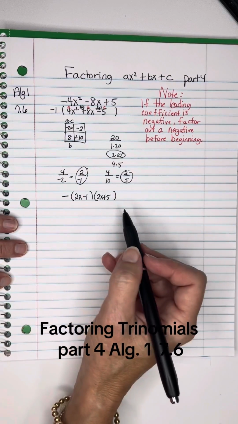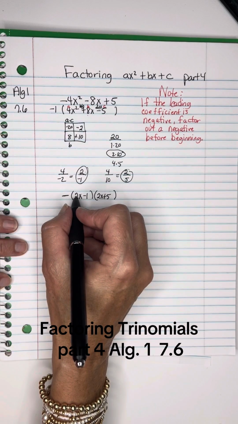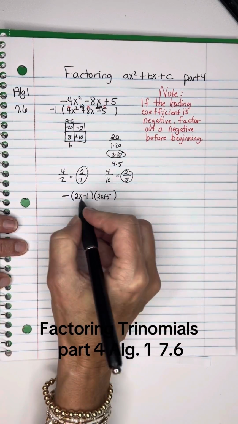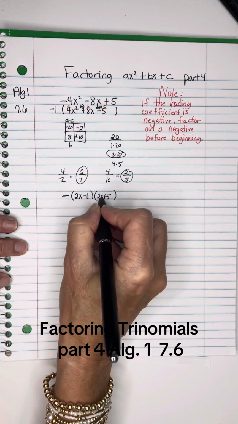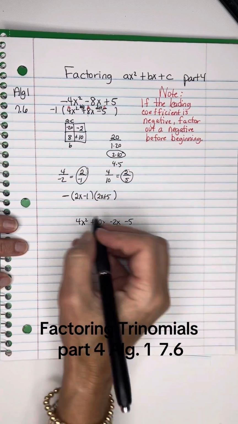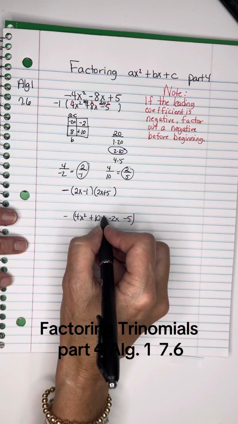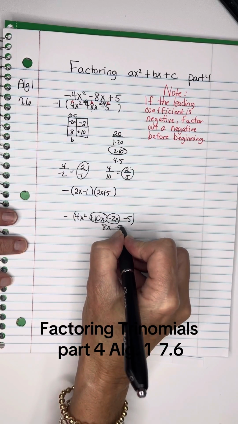Then to check it to make sure you're correct, it takes a little time to do so, but it's important to do. We're going to have 2x times 2x, which is 4x squared for the first. The outside is 10x. The inside is -2x. And the last is -5. Don't forget there's a -1 right here. All right, the 10x and the -2x becomes 8x, minus 5.